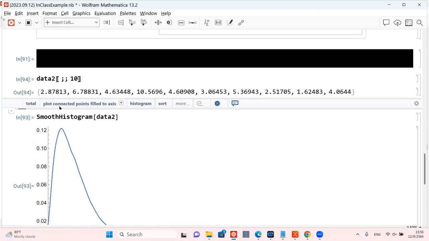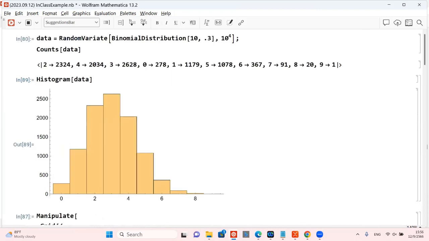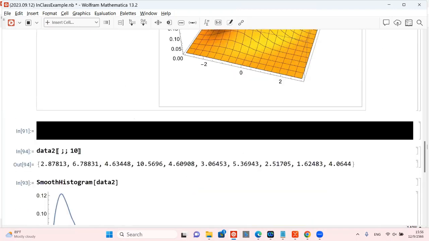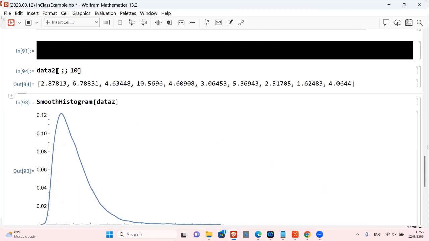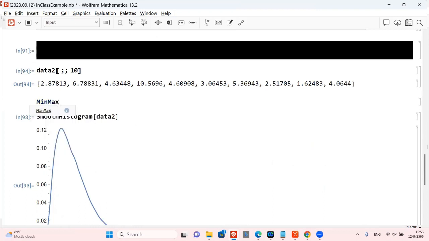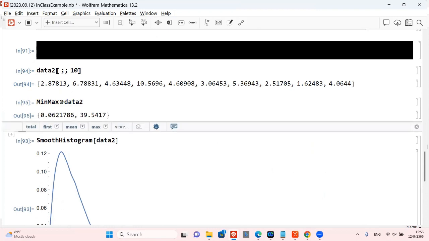Well, how do I do it? Min max. Min max of data 2. The minimum is 0.06. The maximum is 39. So nothing negative. That's a good hint, right?